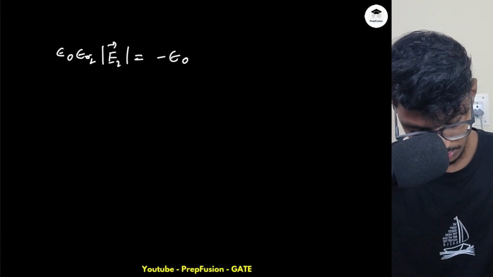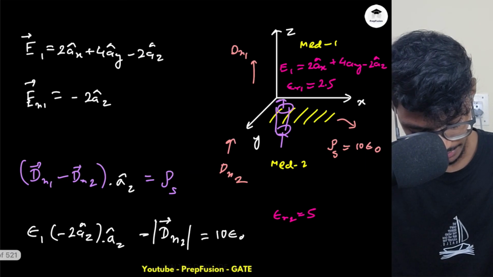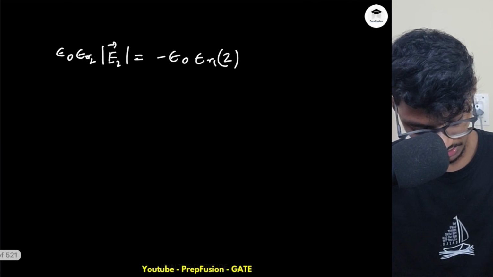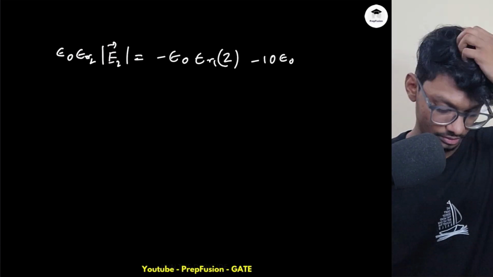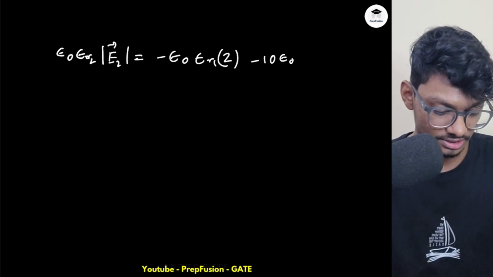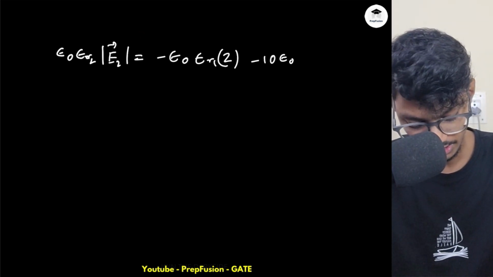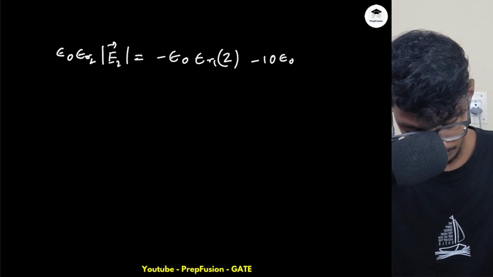Epsilon naught into epsilon r1 and magnitude. This will be 2 only. Okay, and obviously this is minus 10 epsilon naught. So this I will actually get back with the proper direction with respect to the reference direction, correct? So this one I will divide by everything.